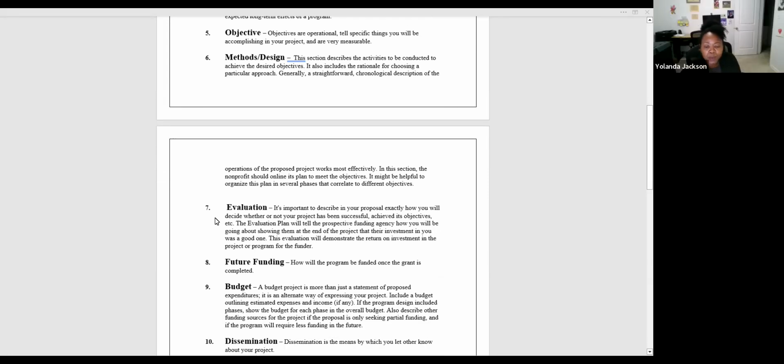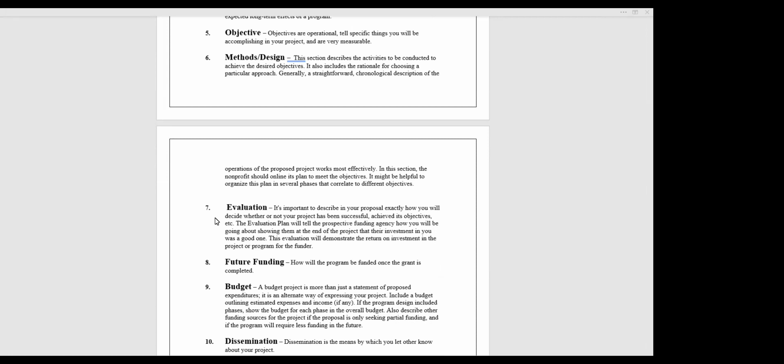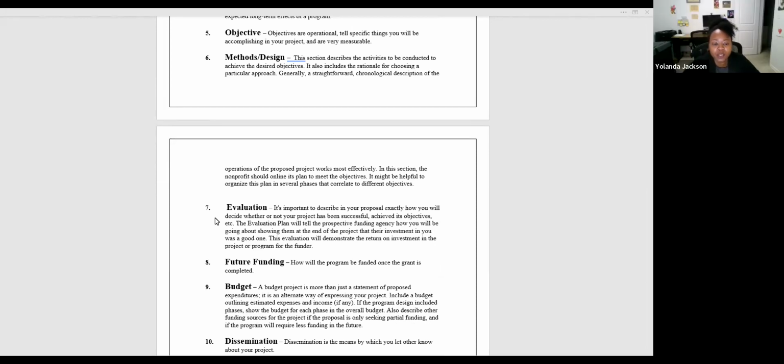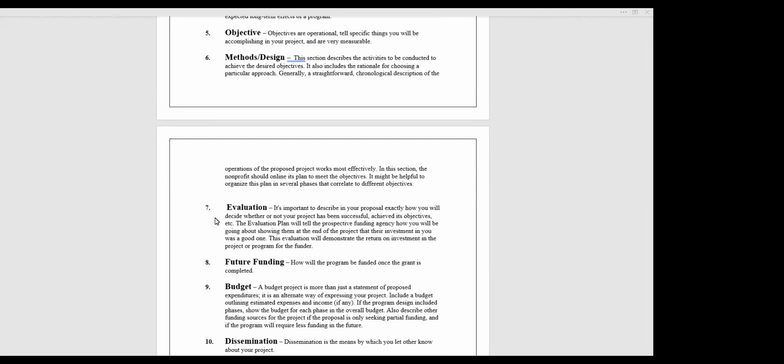Future funding. How will the program be funded once the grant is completed? Now, what are you going to put here in terms of what happens after the grant runs out? What are you going to do? Well, I know from our last session, you said you're going to teach me more than just how to wait for welfare. You want to teach me how to have the program make money above and beyond waiting for grant monies. And that's where the future funding comes into play.